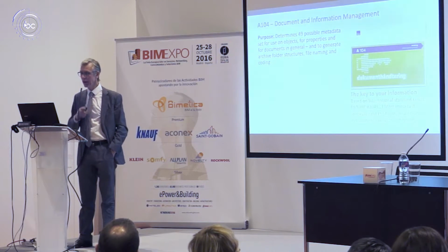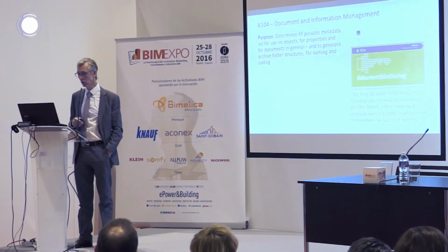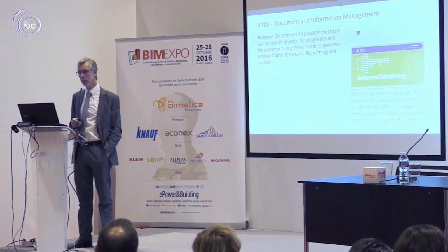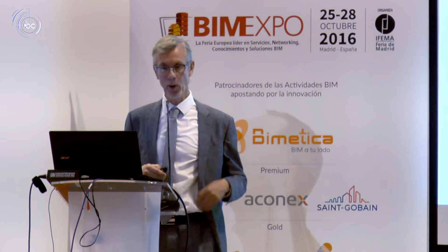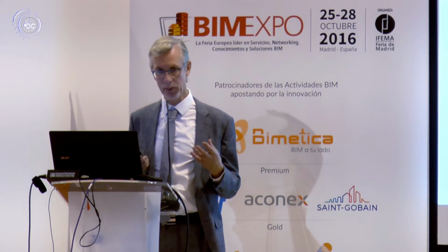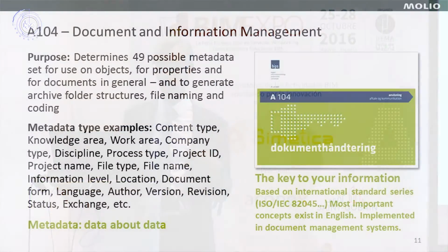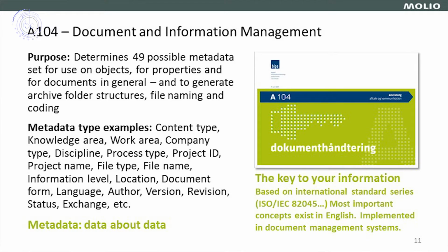We have a document information management tool that determines 49 possible metadata sets for use on objects, for properties, and for documents in general. It's very important, for instance, if we start to talk about digital properties, that we are able to provide them with metadata to know the origin, for instance, legislation or standards, or who is going to use them and for what, what's the version, what's the date of the thing.